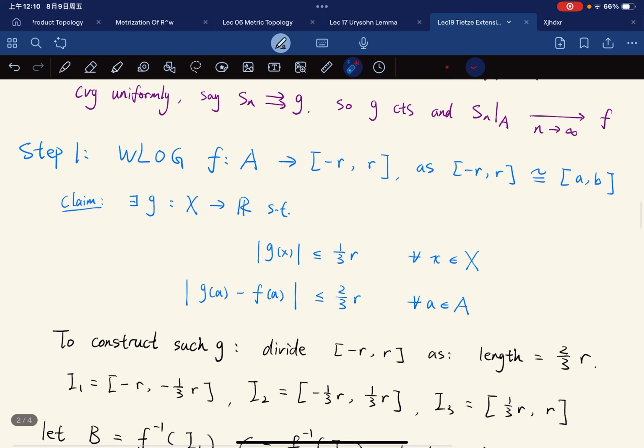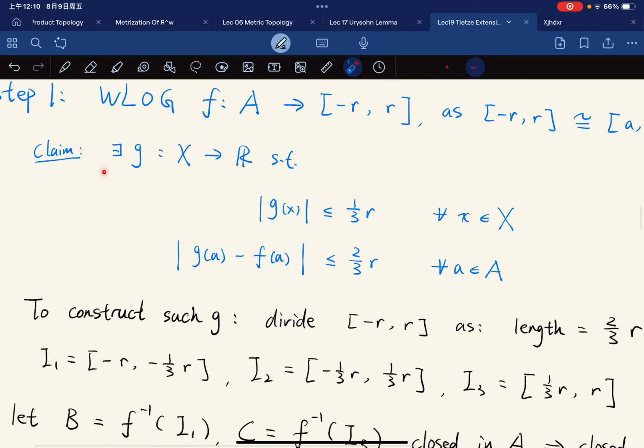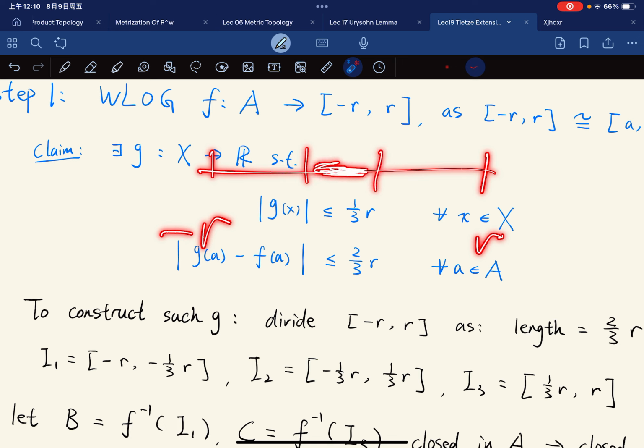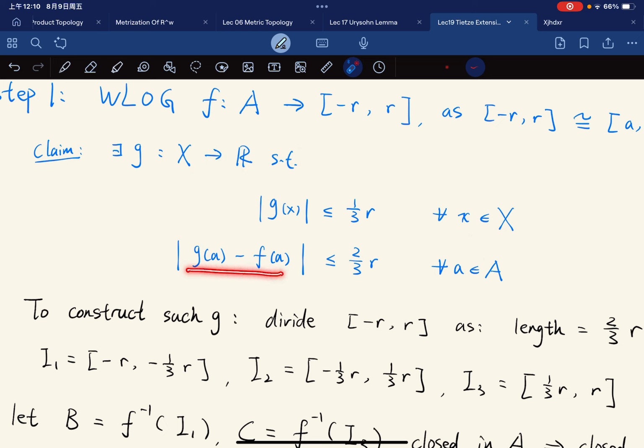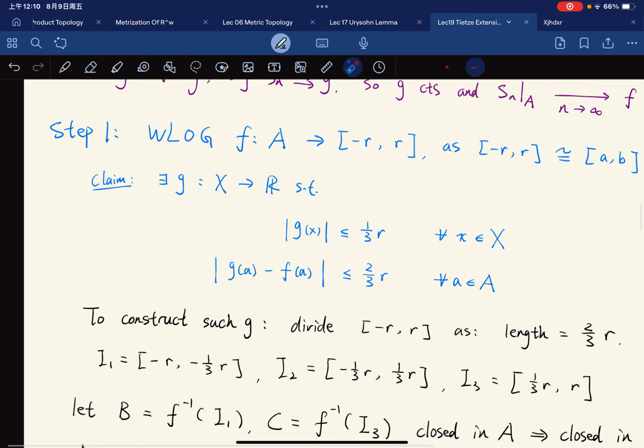Without loss of generality, we can assume F maps from A to the closed interval [-r, r], because of homeomorphism. So our claim is that there exists a function G such that it is bounded by r/3. Okay, so for example, we can picture this -r, and this is r. Then all the G will lie inside here, and for any a in A, the distance between G(a) and F(a) is less than or equal to this.